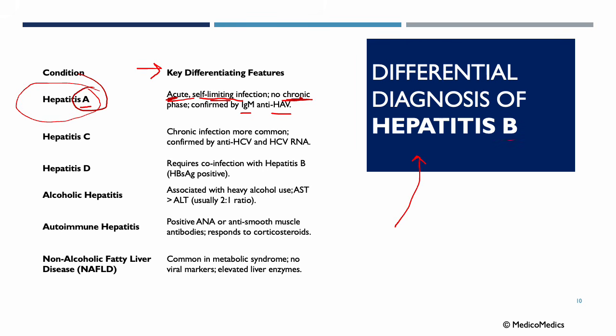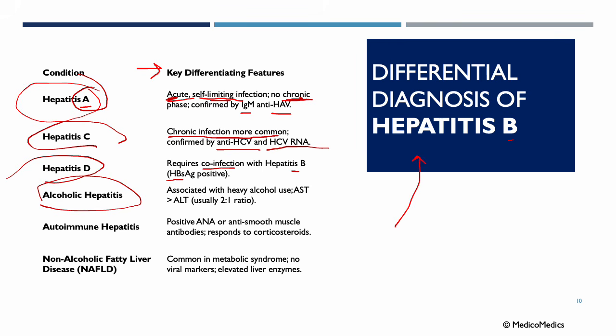What about comparing hepatitis B with hepatitis type C? Well, hepatitis type C has chronic infection, which is more common, and it's confirmed by anti-hepatitis C and hepatitis C RNA. Hepatitis D requires a co-infection with hepatitis B, so there should be a positive response to hepatitis B surface antigen as well. Alcoholic hepatitis is usually associated with heavy alcohol use, where AST is more elevated than ALT, usually in a 2-to-1 ratio.